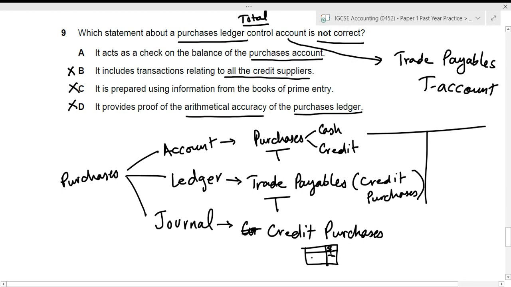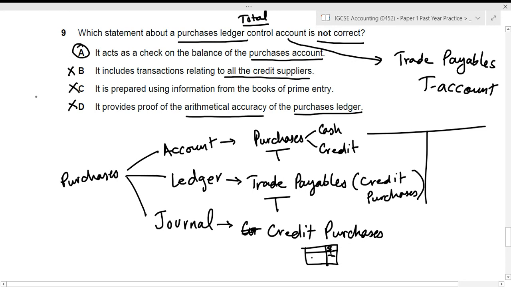Which leaves us with A only, because A is relating to purchases account. And as we discussed, purchases is not just credit, but it's cash also. And purchases ledger control account has nothing to do with cash. It is only related to credit purchases. That is why the answer is supposed to be A.